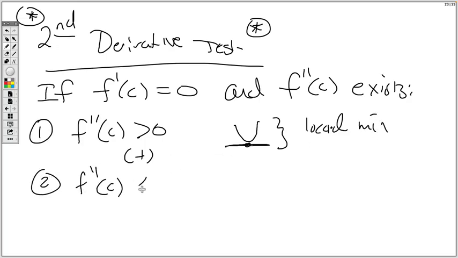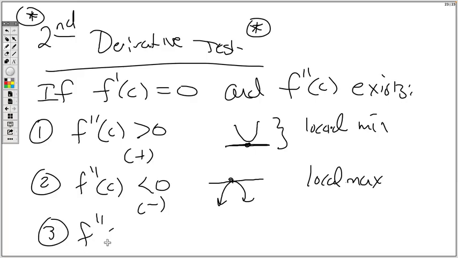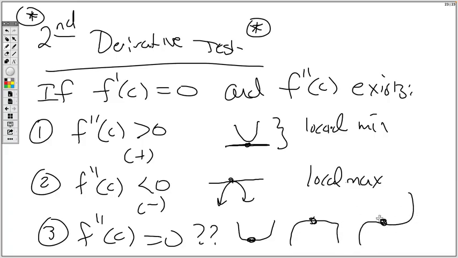If f double prime of c is negative, locally flat, but now it's concave down, that gives me a local max. And if f double prime of c equals 0, then who knows? It just means it's extra flat there. So it could be extra flat and have a minimum, it could be extra flat and have a maximum, or it could be just extra flat and have neither a maximum nor a minimum. You follow? So at that point, there's nothing you can say about it.